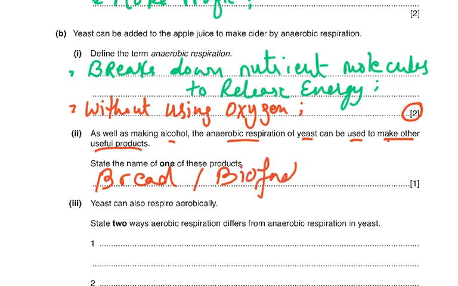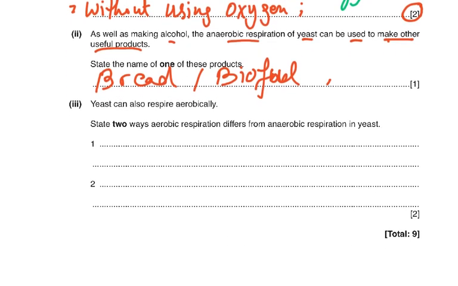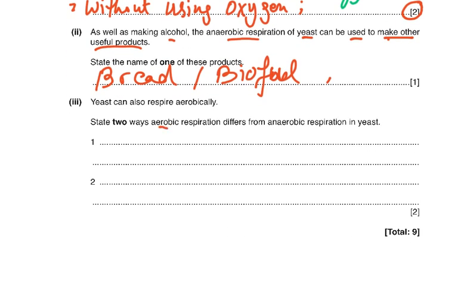So these are the two that you could have written for this one. Yeast can respire aerobically. State two ways aerobic respiration differs from anaerobic respiration. That's very basic. One uses oxygen, the other does not use oxygen, releases more energy, produces water, does not produce alcohol.